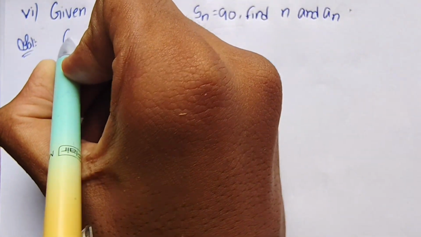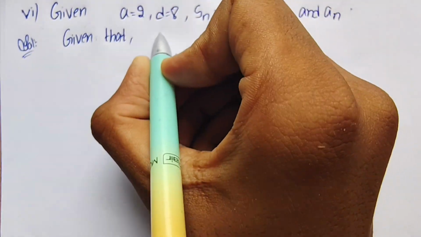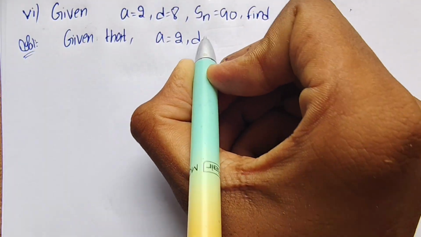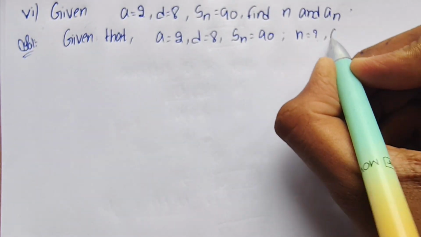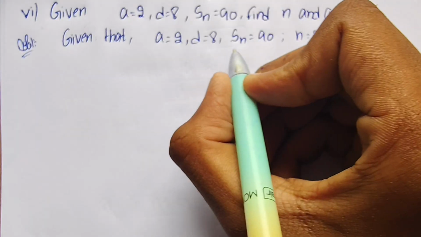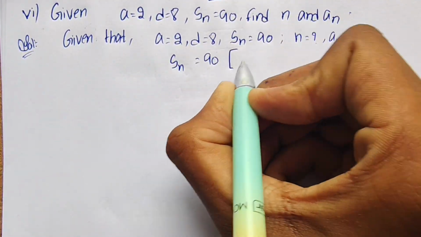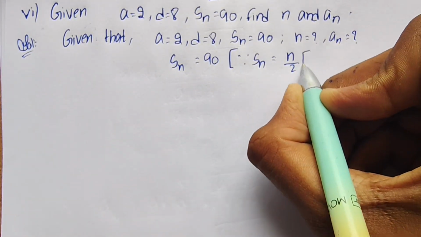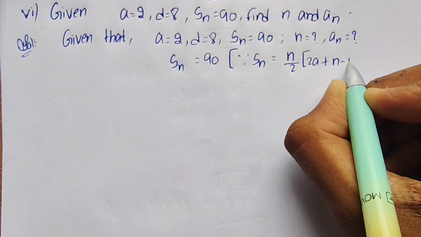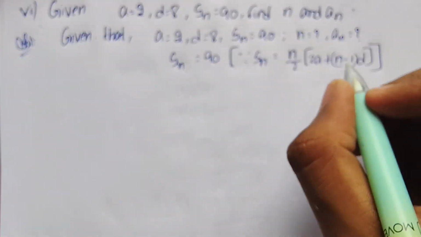So given that a equals 2, d equals 8, S_n means the sum of n terms is equal to 90, and we have to find the value of n and a_n. First I am taking the value of S_n equals 90. We know the formula of S_n, the sum of n terms, is n by 2 into 2a plus (n minus 1) into d. This is the formula for S_n.